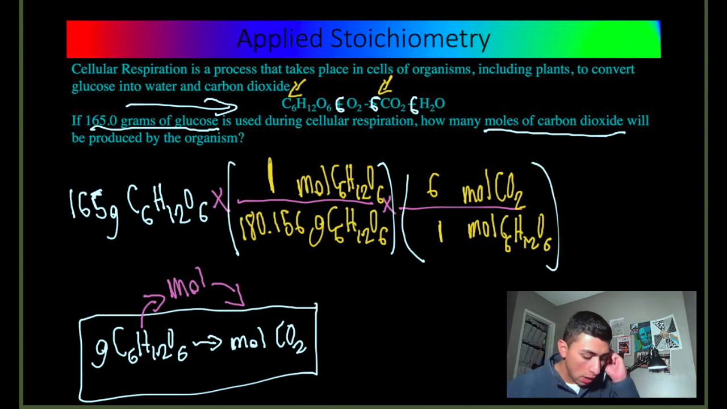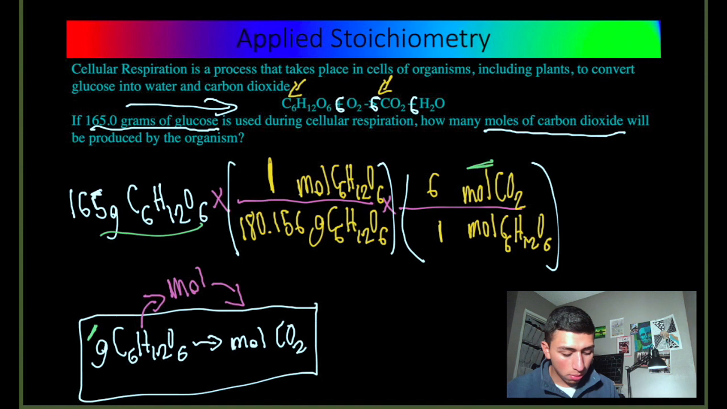Now that we know this, let's go ahead and take a look here, right? Now, what's our starting unit? We started with grams of glucose, which is what we started with here. And what did we finish with? Moles of CO2. That is essentially what we were planning on doing from the beginning. So we know that our problem setup is now correct. And now really just plug this into your calculator and see what you get.